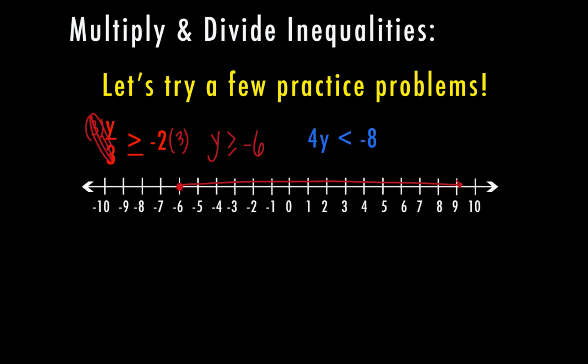This one is multiplying 4 times y, so I'm going to divide by 4. Whatever I do to one side, I have to do to the other. Again, 4 divided by 4 is 1, which equals just y. And that's less than -8 divided by 4, which is a -2. So now I'm going to find -2. I'm going to do an open circle, and I'm shading less than.